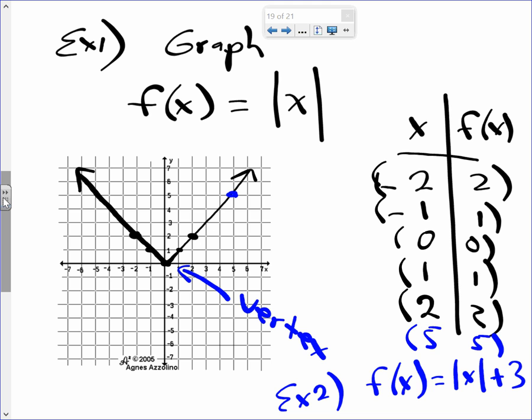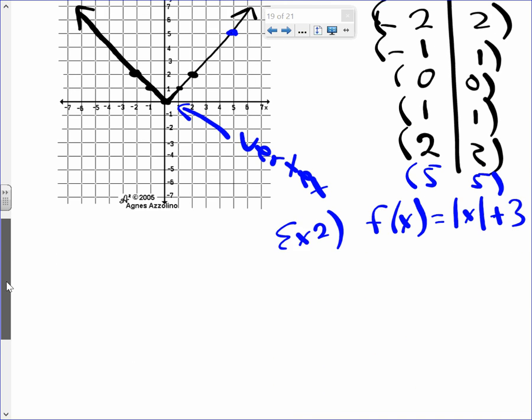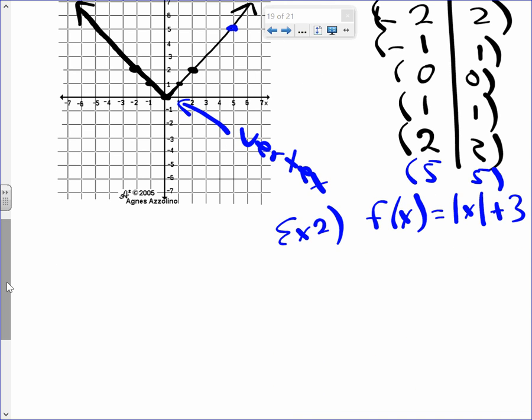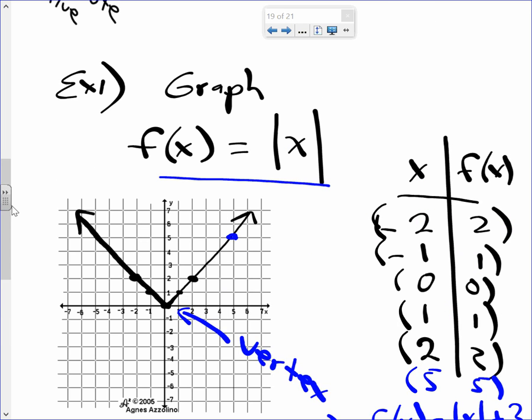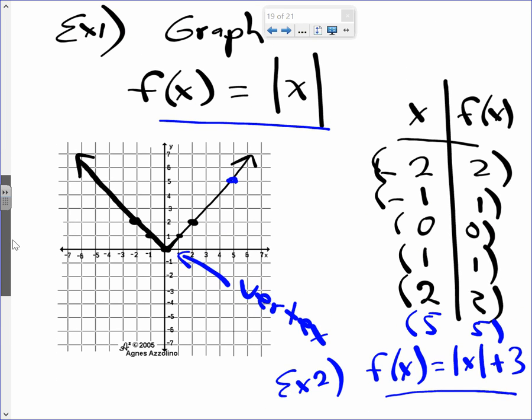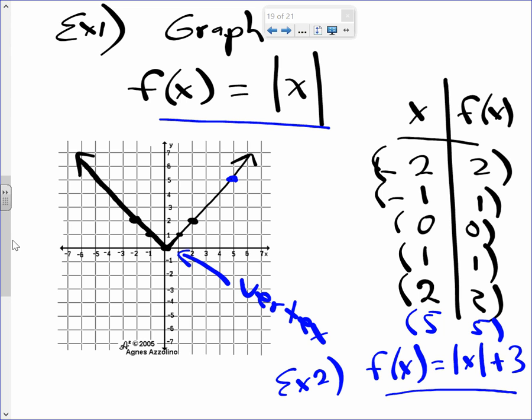Watch this now. What's the difference between example 2 and example 1? That's just a 3. That's it. Everything's the same. It's just I put a 3 right here. Watch. If I want to graph it, look what I'm going to do.